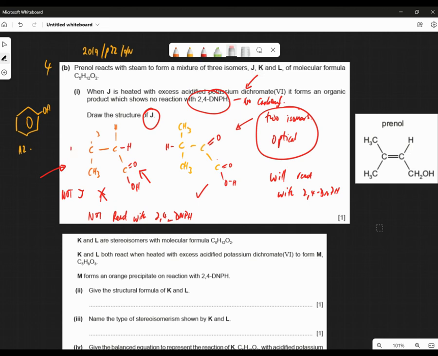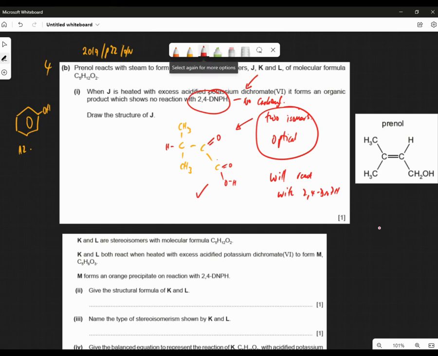So J, let me get rid of all this now. Taking a while. It's a tricky question, I must admit, because there's a lot. Chemistry is like that. It often asks for double negatives and sort of stuff. So if you remember, J was this. CH3, CH3 with an OH there. And a CH. H.